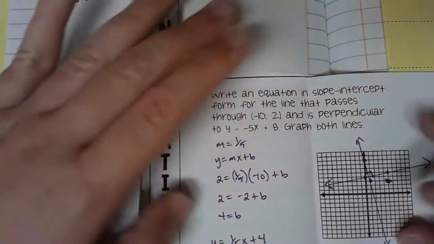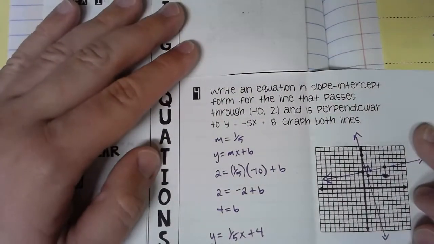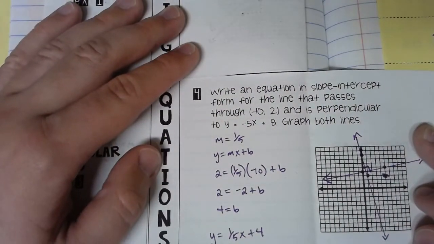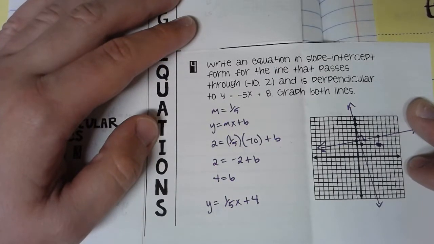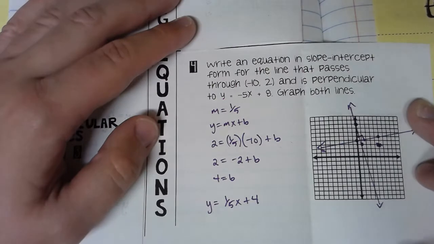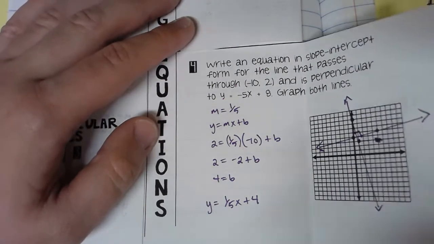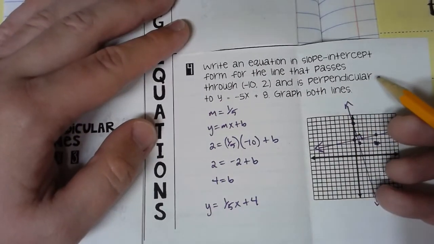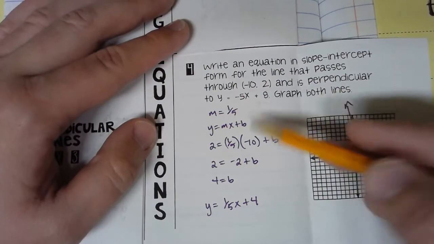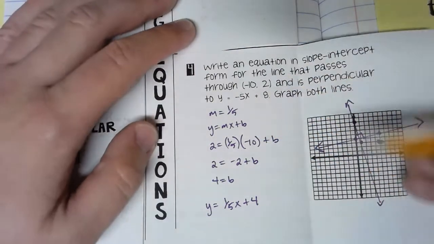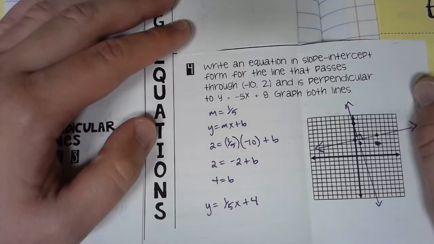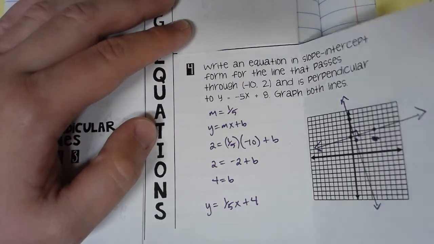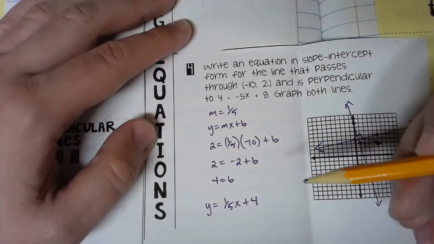Okay, so example 4. Write an equation in slope-intercept form for the line that passes through the point (-10, 2) and is perpendicular to y = -5x + 8. So, perpendicular lines, got to figure out our slope first. So my original slope is -5. I need a slope that is the opposite reciprocal of -5. So, change the sign, flip the fraction. My new slope will be 1/5.